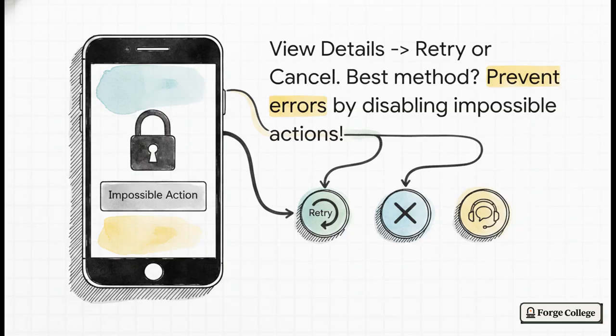Oh, and actually, scratch that. The absolute best way to handle an error is to just prevent it entirely. Disable impossible actions client-side. If an approval threshold is already maxed out, just gray out the approve button. Don't even let them submit a doomed transaction to begin with.